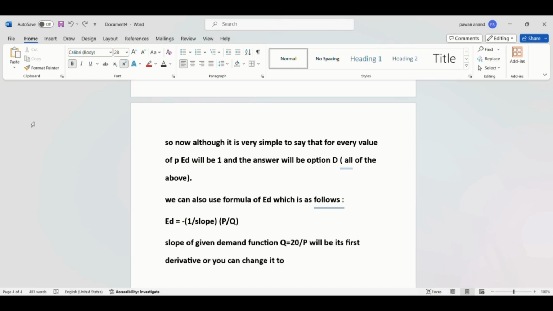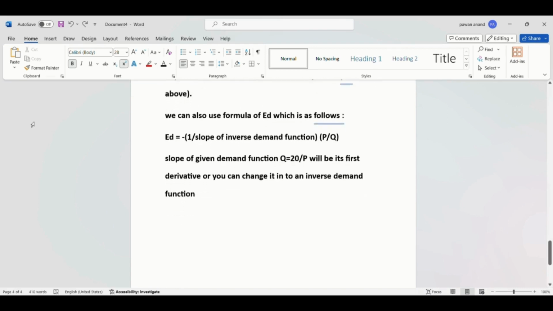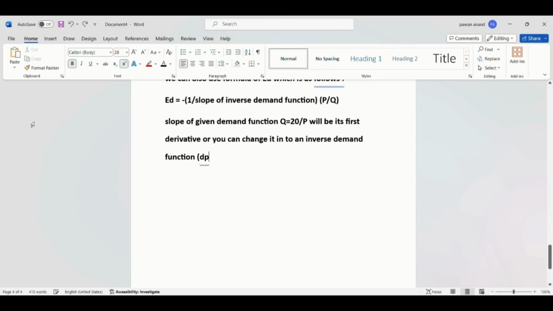Now, the slope of this given demand function Q is equal to 20 upon P will be its first order derivative. Or you can also change it into the inverse demand function, that is P is equal to 20 by Q. And then you can calculate the slope of this P is equal to 20 by Q, which will be minus 20 by Q square. Sorry, this is Q raised to the power 2.